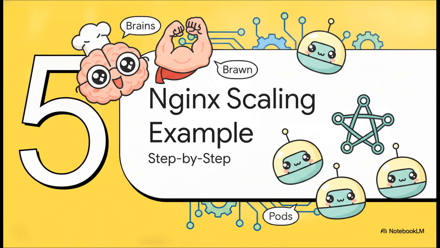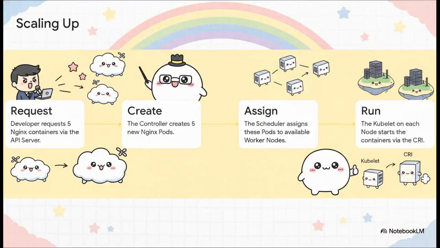Section 5. The Nginx scaling example. Let's see how this builds in a real-world step-by-step example. Imagine a massive traffic spike hits. Step 1. The developer tells the API server, hey, I need 5 Nginx containers right now. Step 2. The API server authenticates this and tells the controller, which instantly creates 5 new Nginx pods.